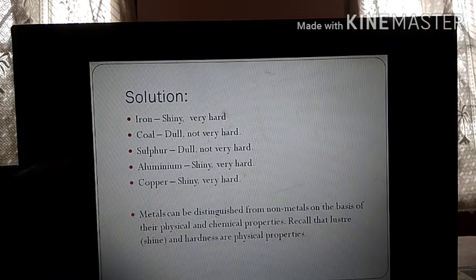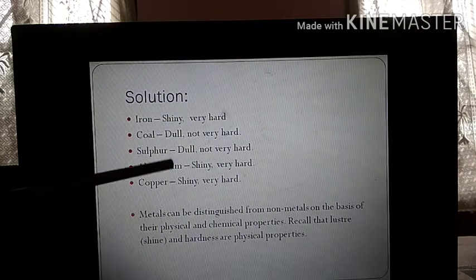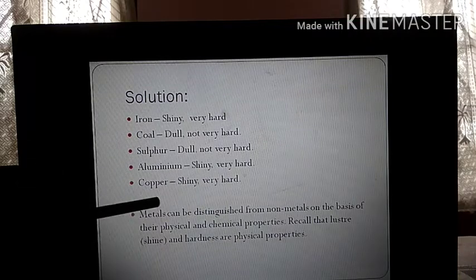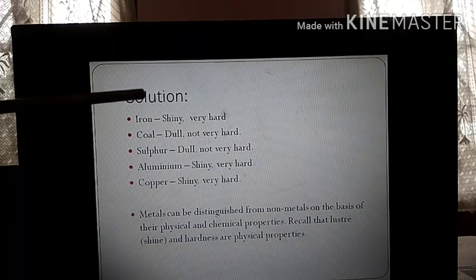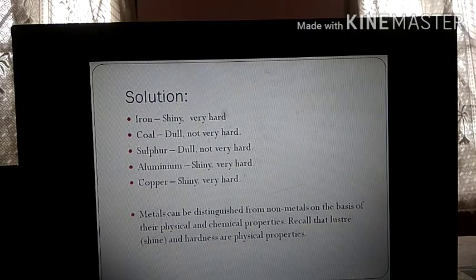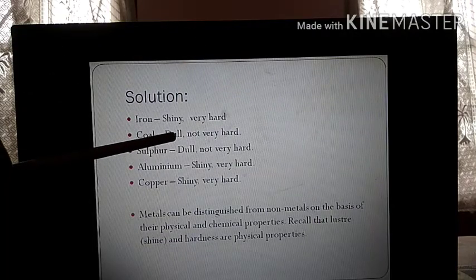Okay, so now when you look at these examples, some you will find are shiny and hard, some you will find are dull and not very hard. Now, metals can be distinguished from non-metals on the basis of their physical and chemical properties. Recall that luster, shine and hardness are physical properties. Now, the ones that are shiny and very hard, these are metals. And the ones that you see are dull and not very hard, these are non-metals.